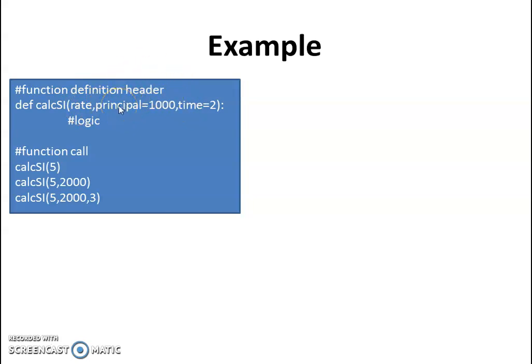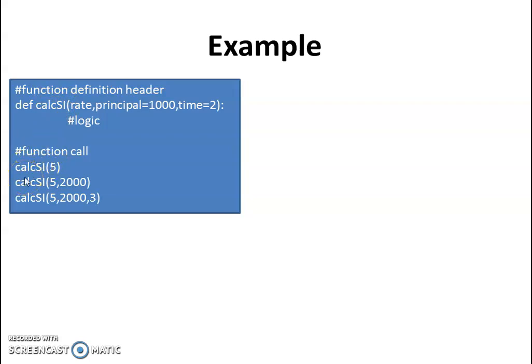Here we are writing principal equals 1000, right? When we assign a value to a parameter, that parameter is a default parameter. So when we call the function without this parameter, this will be the default value for it. Next we have the time parameter, and the default value of time is 2. Then colon, and the logic of the function we will write over here, and then here we are calling the function.